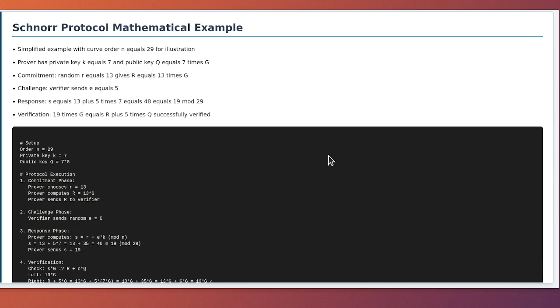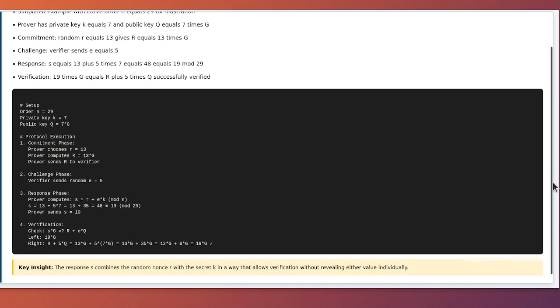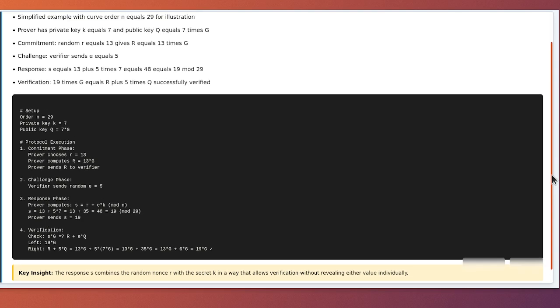Let's work through a complete mathematical example of the Schnorr protocol using actual elliptic curve parameters. We'll use simplified numbers that are much smaller than real cryptographic parameters, but the mathematics is identical. This will help you understand exactly how the protocol works in practice. Imagine we're working with an elliptic curve where the base point G has order n equals 29. This means that 29 times G equals the identity point. In reality, n would be a 256-bit prime, but 29 is easier to work with for illustration.